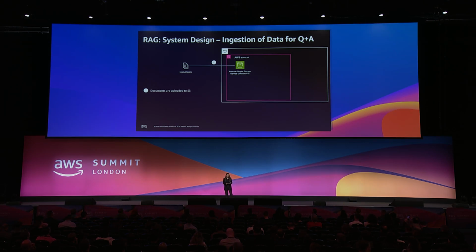Let's say you have documents internal to your organization that customer service agents use to answer frequently asked questions. You upload these documents to Amazon S3, and then that triggers an ingestion orchestrator. What that ingestion orchestrator does is that it will take these documents from Amazon S3 and split them into chunks. You can use an embeddings model from Amazon Bedrock.